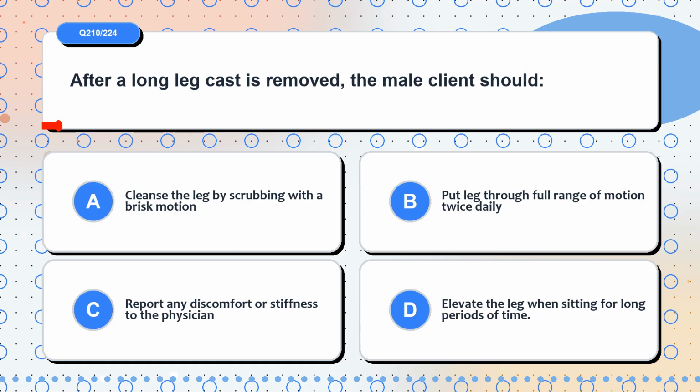Question 210. After a long leg cast is removed, the male client should. Here are the options. Option A. Cleanse the leg by scrubbing with a brisk motion. Option B. Put leg through full range of motion twice daily. Option C. Report any discomfort or stiffness to the physician. Option D. Elevate the leg when sitting for long periods of time.